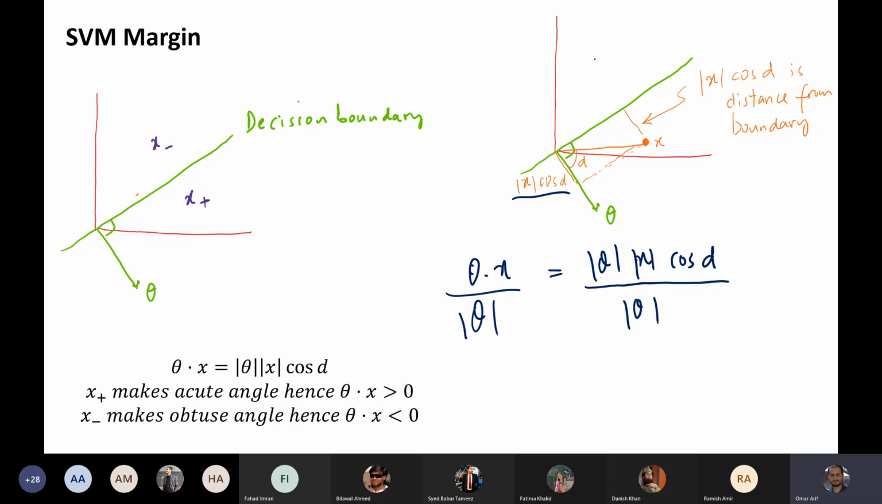But for a point on this side, your theta dot x is negative, right? ये हमने यहाँ discuss किया था कि because it is making obtuse angle, so theta dot x is less than 0. So for a point which lies on the other side, you need to multiply by minus to get the actual distance, because minus 4 is not a distance, 4 is a distance. So in order to get just the distance, you need to multiply with minus.